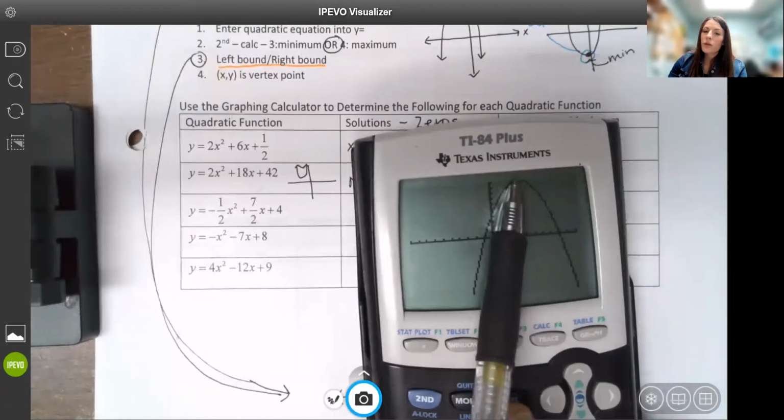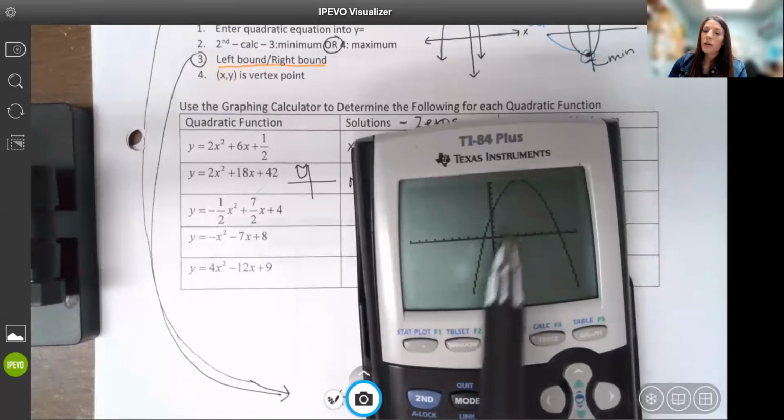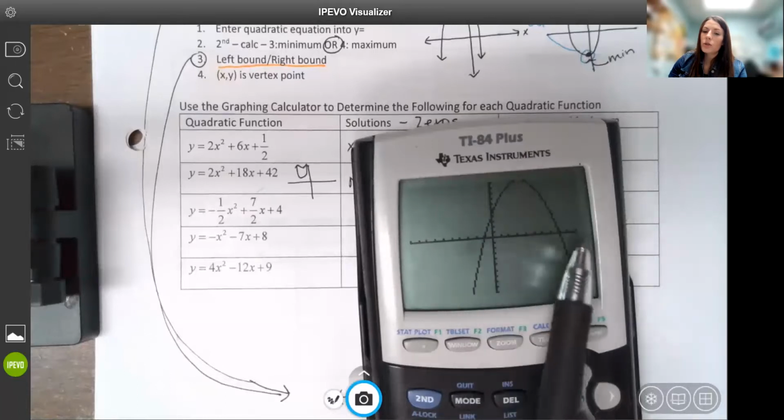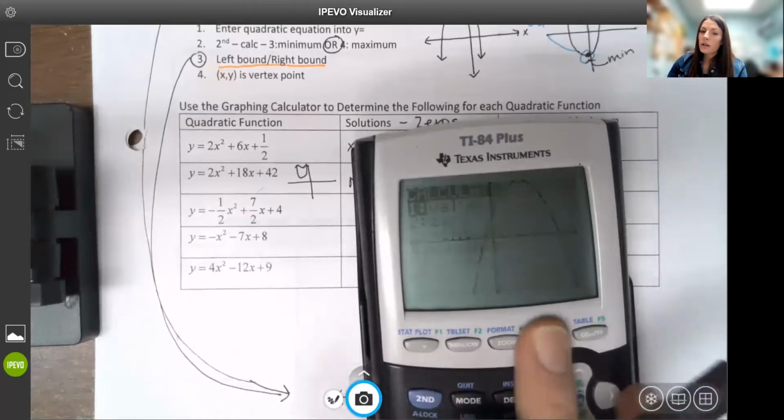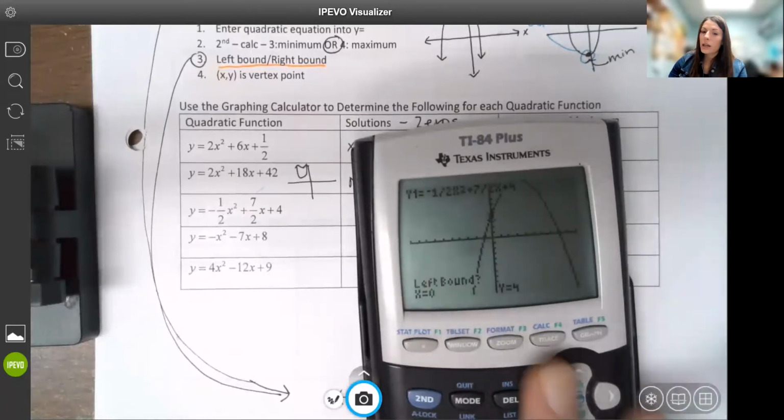And I might want to zoom out for my vertex because my vertex is a little bit cut off here, but let's start with our zeros. So I have 2 solutions. I'm going to go second calc. I want to find my 0 or a0.